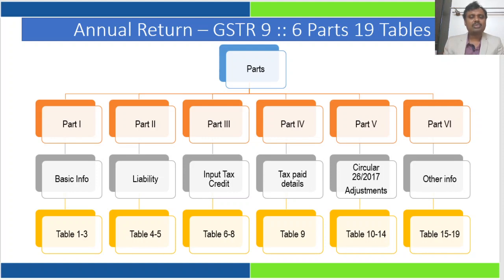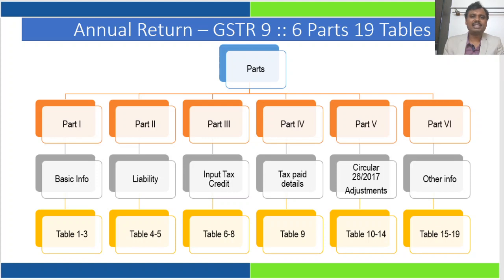You may ask the question, why annual return since the forms are already there? This is a last chance for an assessee to present what he intended to present in the monthly returns. If you remember well, GSTR 1, 2, 3 was supposed to be the original returns and it did not come. GSTR 3B is the summary return.